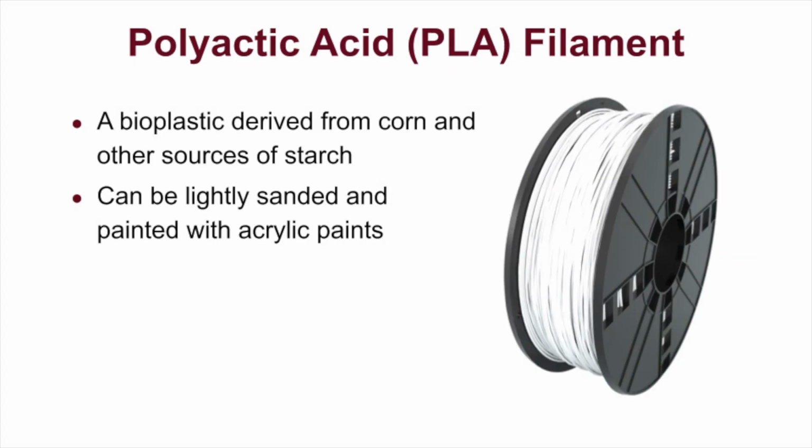The type of filament material we use at BPL is polylactic acid, better known as PLA. PLA is a bioplastic derived from corn and other sources of starch. PLA could be lightly sanded and painted with acrylic paints, making it ideal for a range of applications from hobby figurines to jewelry to replacement parts to prototypes.